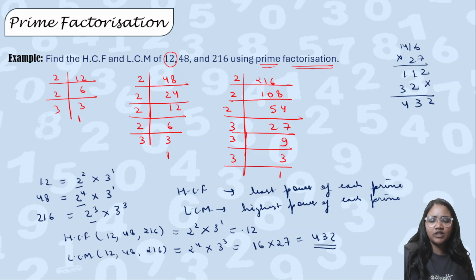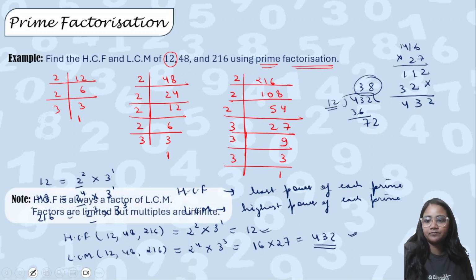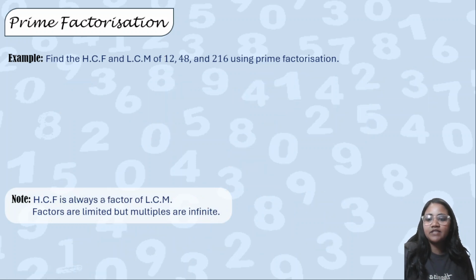You can see 12 is a factor of 432. Is it divisible? Let's see. 12 times 3 is 36. 13 minus 6 is 7. 72. 12 times 8 is 72. Yes, see, 12 is a factor of 432. You can see it is divisible. 432 is divisible by 12. So HCF is a factor of the LCM. I hope it is clear. HCF is always a factor of LCM, and factors are limited, but multiples are infinite.